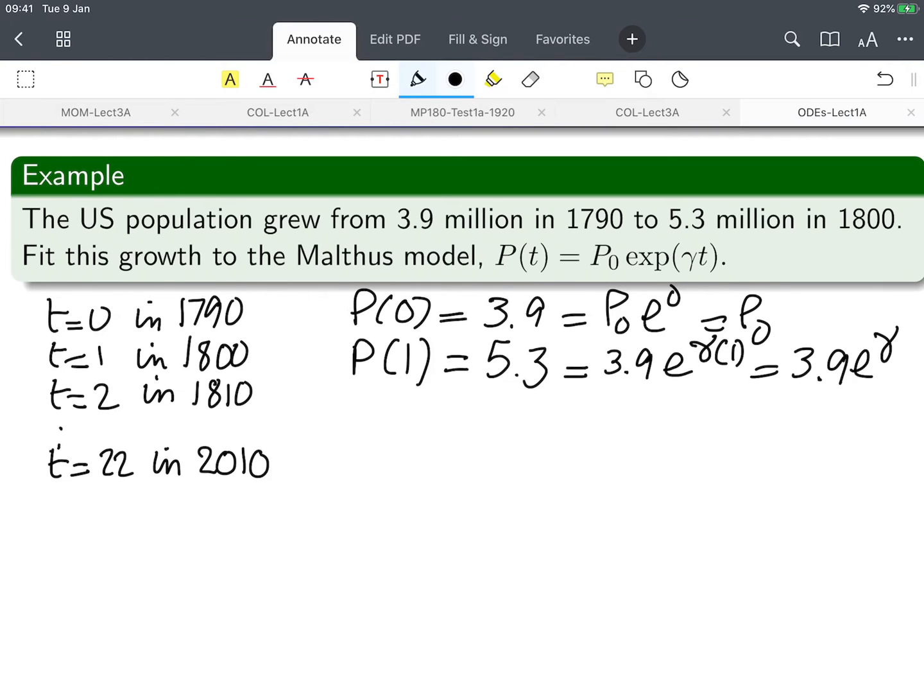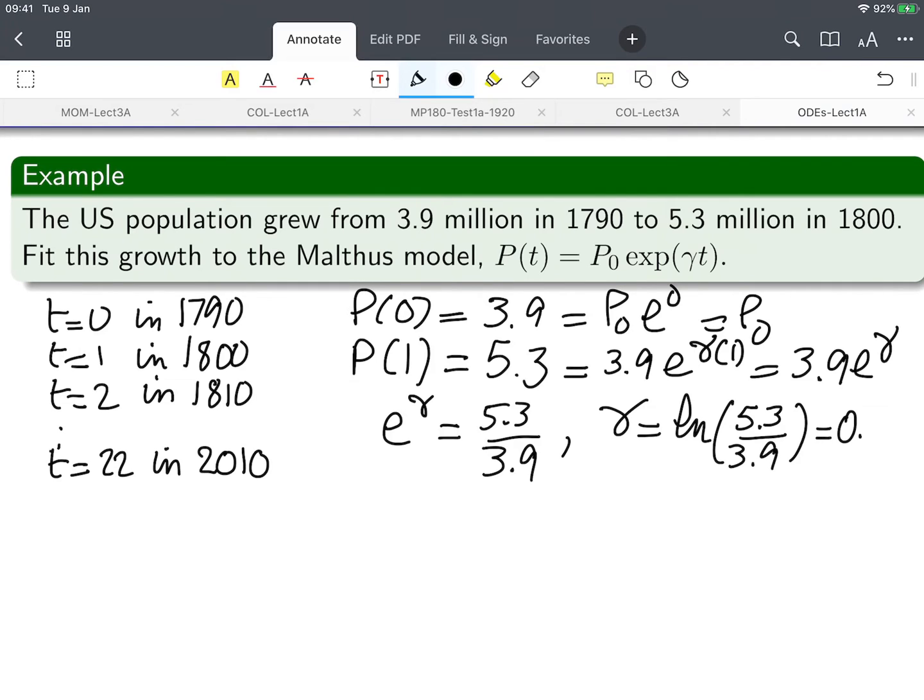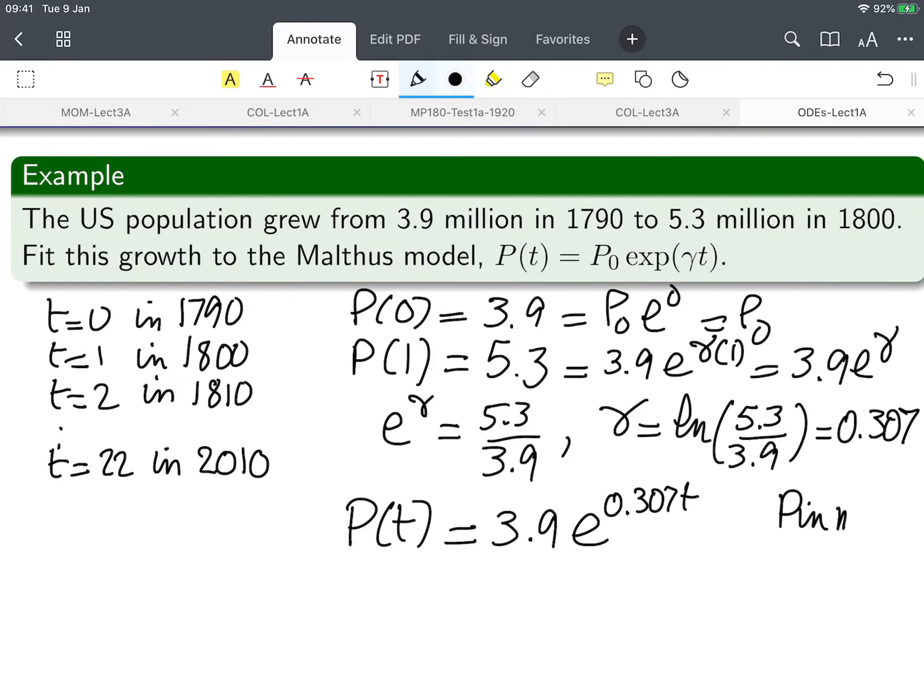Just to show you the steps, you're going to write that e to the gamma is 5.3 divided by 3.9. So that means, according to page 21, that gamma is the log of that, 0.307 and so on. Okay. So I found Malthus's law as P equals 3.9 times exponential 0.307t, where P is in millions, t is in decades.